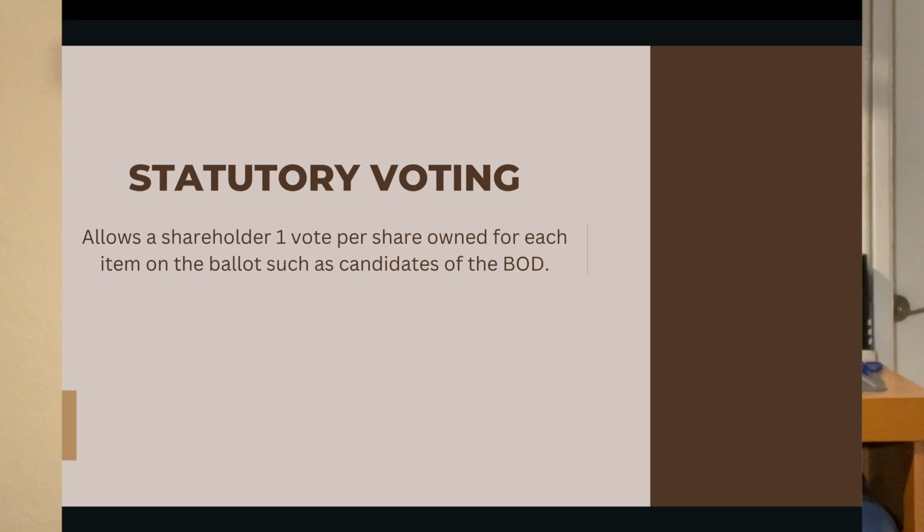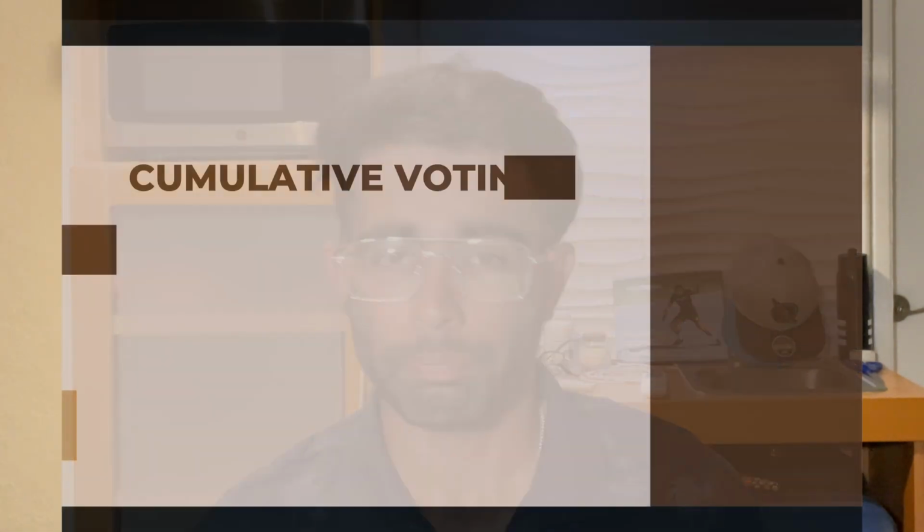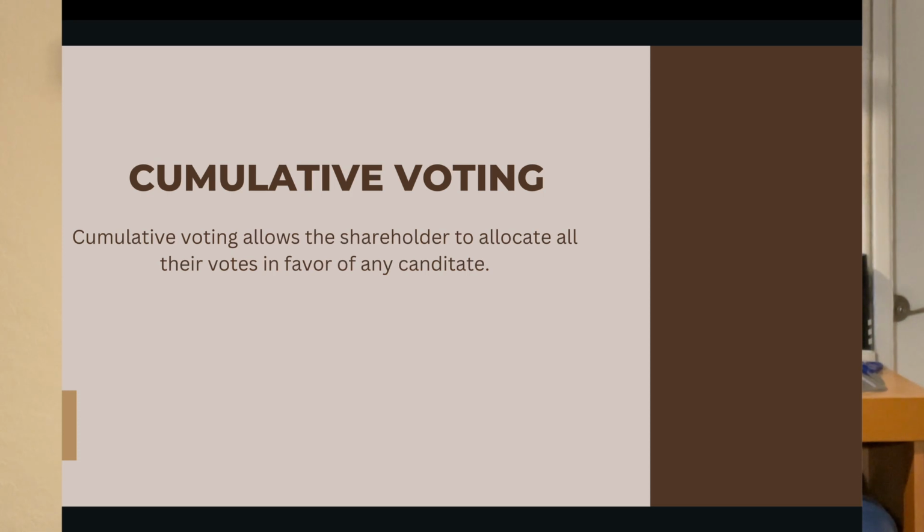When a corporation goes public, it needs a board of directors. So who's going to be the board of directors? All the shareholders vote on who's going to be the board of directors. And what is cumulative voting? Cumulative voting allows the investor to cast all of the votes he is eligible for on one candidate.